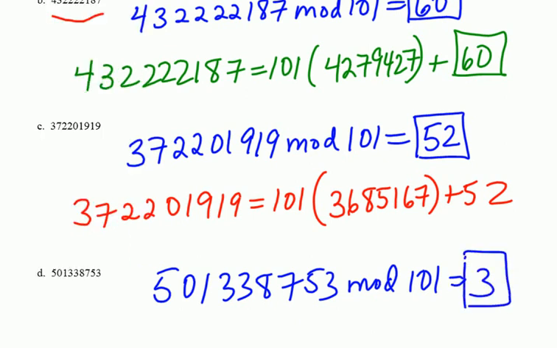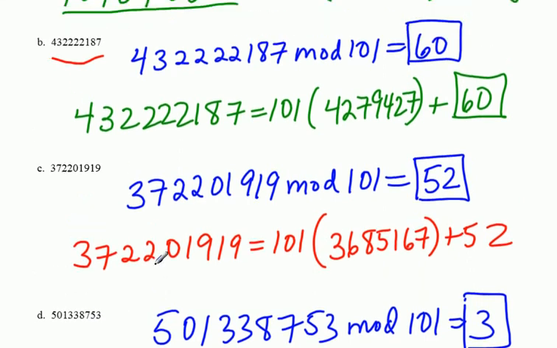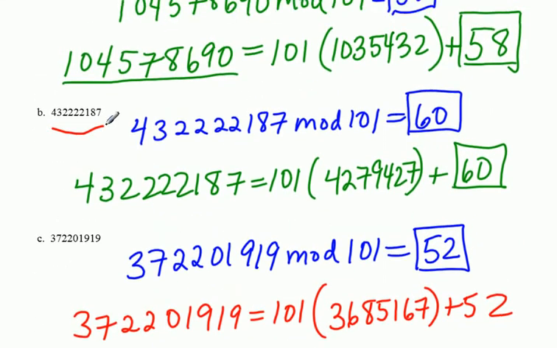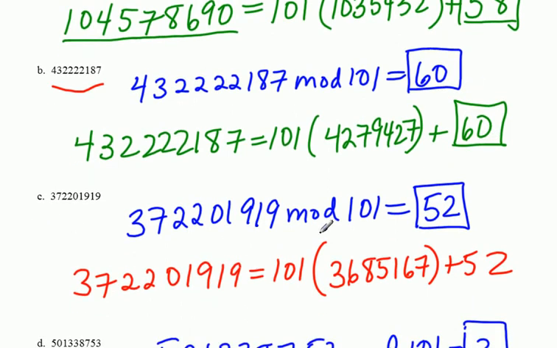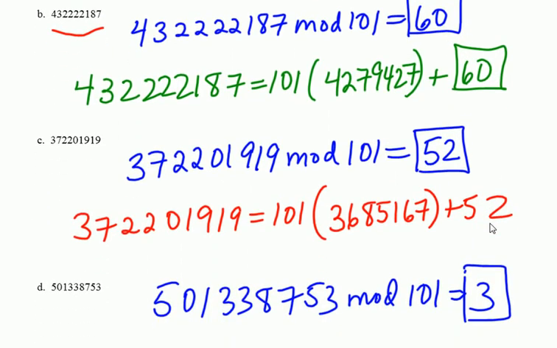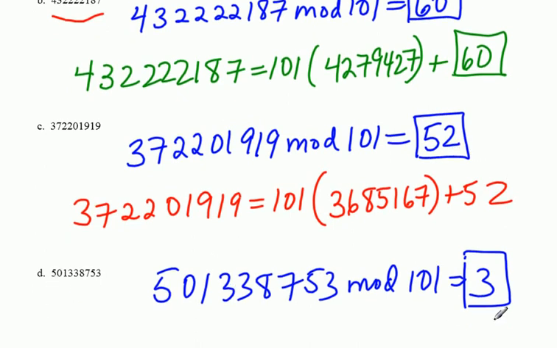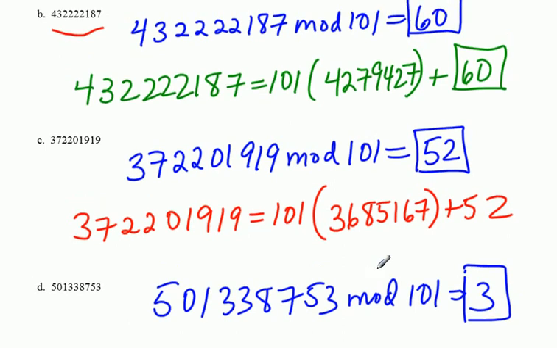So there you have the answers. Part A's file is going to go into slot 58. Part B's file is going to go to slot 60. Part C's file is going to go into slot 52, and part D's file is going to go in slot 3.